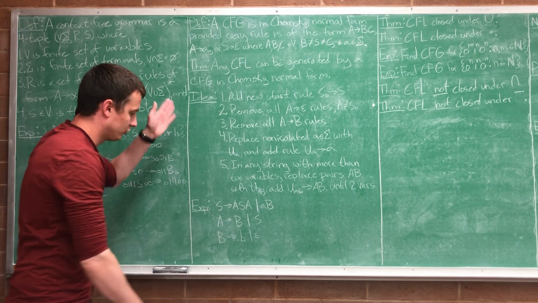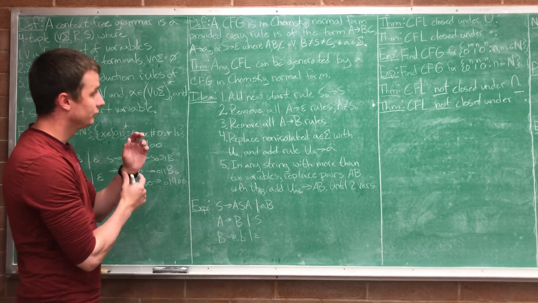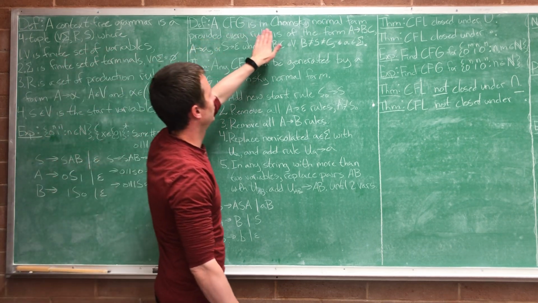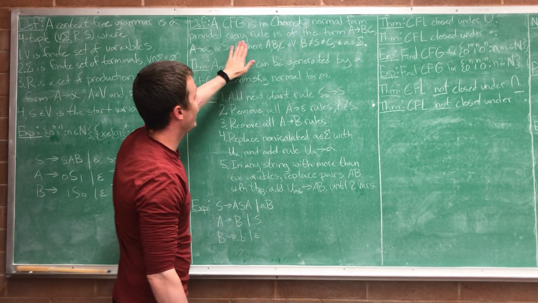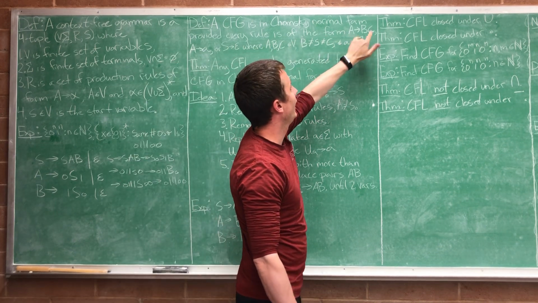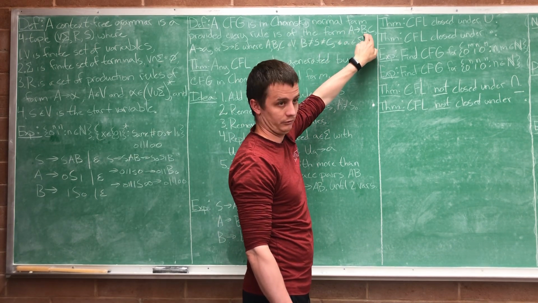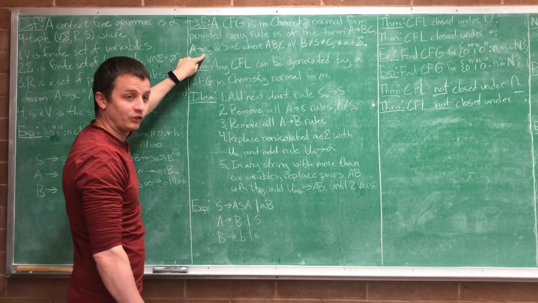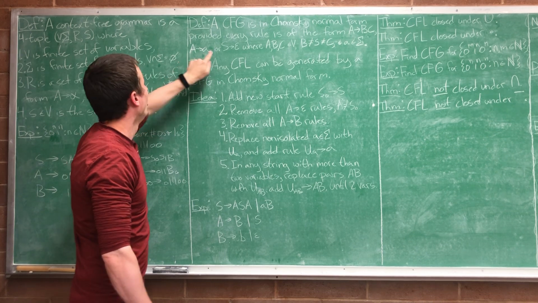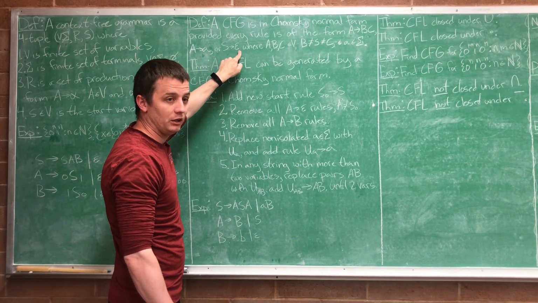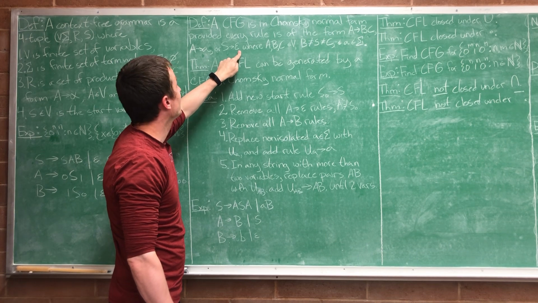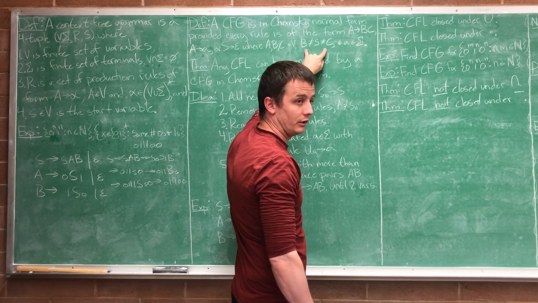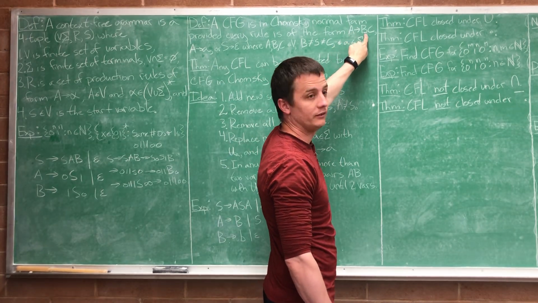So Chomsky normal form is just forcing your production rules to follow 3 certain rules. So here it is. A context-free grammar is in Chomsky normal form, provided every rule is of the form, either a variable goes to 2 variables, or a variable goes to just 1 terminal, or your start variable goes to the empty string, where A, B, and C are variables, and B and C are not the start variable. So you can't ever have A goes to something and then the start variable.